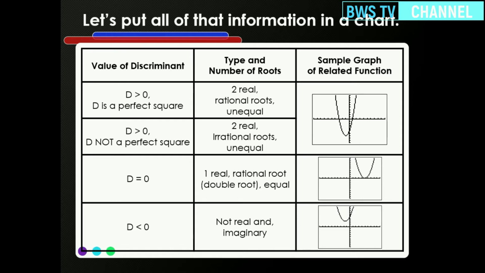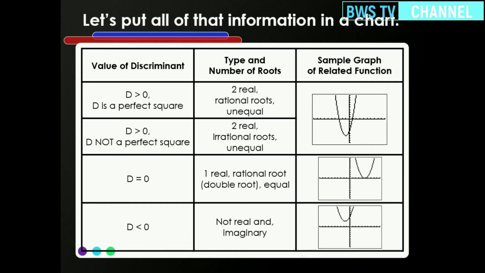And the third column is all about the graph. But we will not focus on that. We just focus on the first two columns. But to give you an idea how the graph looks like, that's how it is presented in the third column. So for the first column, if your discriminant is greater than 0, that means all positive numbers greater than 0, and it is a perfect square, how will you describe the nature of roots? You have two real rational roots, unequal. So that will be the description.